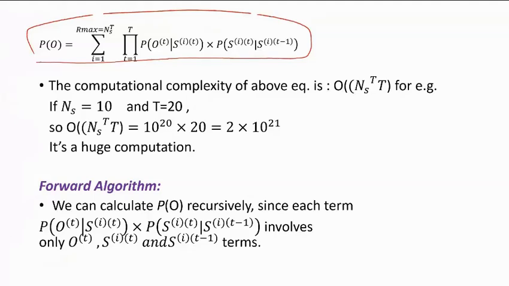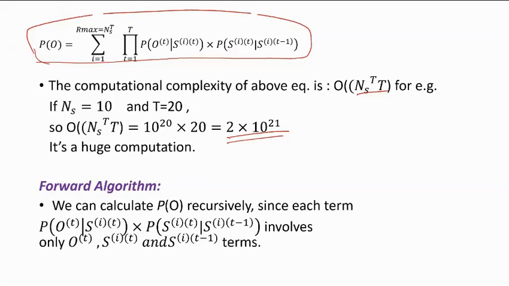Now see the computational complexity of the above equation: it is Ns to the power T into T. For example, if Ns, that is the number of states, is 10 and the sequence length is 20, then the number of computations of the above equation, it looks like a very small equation, but the computations are of the order 10 to the power 21. It's a huge computation with only 10 states and length 20.